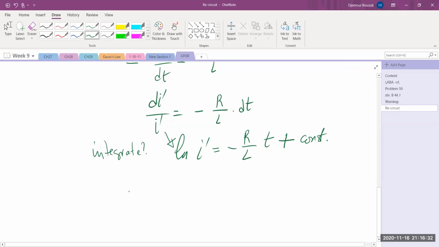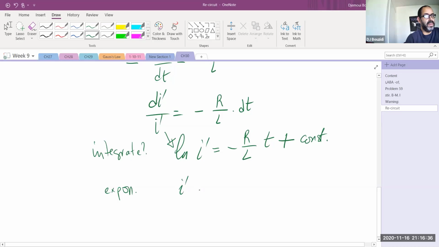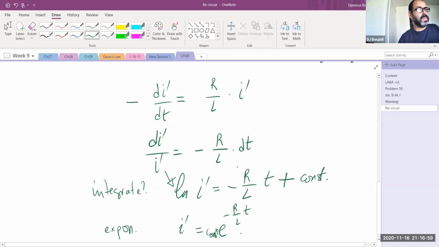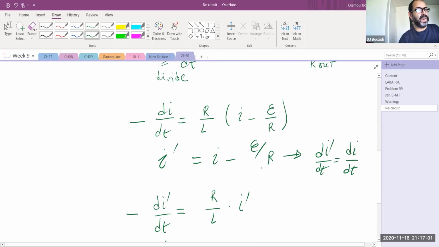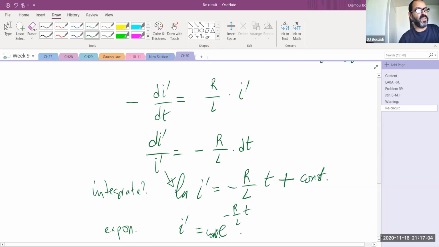Usually in here, what we do, we take the exponential of both sides. So this will just be I prime, and this will be equal to the exponential of minus R over L t plus a constant, which is the exponential of a constant, which is going to be another constant. So this whole thing is just another constant times the exponential. Not necessarily the same constant, but it doesn't matter. Now it's time to replace the value of I prime, because remember, I prime has to do with I minus the EMF over R.